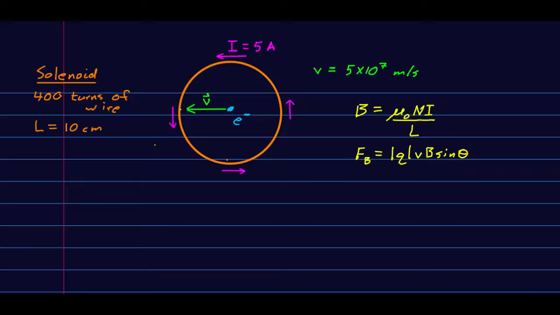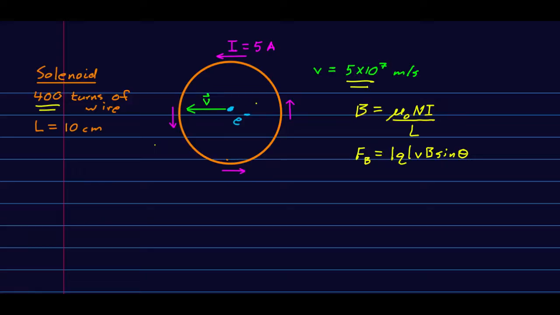So let's suppose we have a solenoid. This is the end view of a solenoid, and it's got a current running clockwise or counterclockwise from our point of view. And this is 400 turns of wire in this solenoid, and it's 10 centimeters long. And here we have an electron. Perhaps we have a beam of electrons passing through, and they are going this fast, 5 times 10 to the 7 meters per second, which may seem very fast, but for an electron that's actually pretty sluggish. And let's now work out the force on one of these electrons.